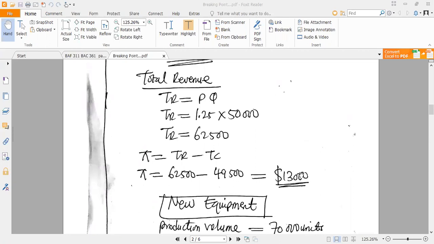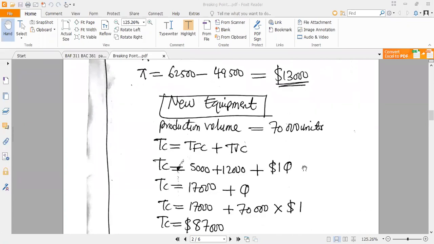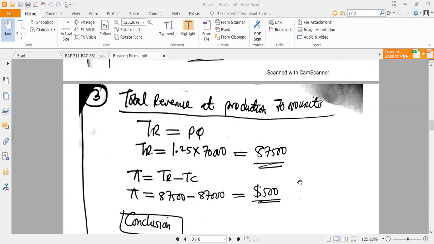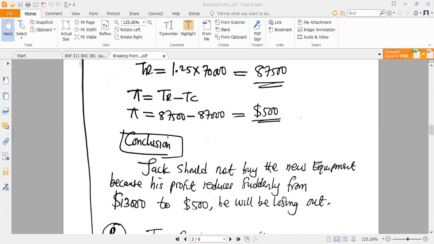So we are not going to entertain this new equipment because it is actually reducing our profit. Otherwise, he would have used it if it didn't have additional fixed cost, or if it didn't push up the variable cost. But because of that, our conclusion is that Jack should not buy the new equipment, because his profit reduces suddenly from $13,000 to $500. He will be losing out.